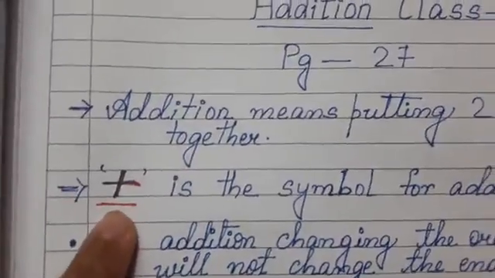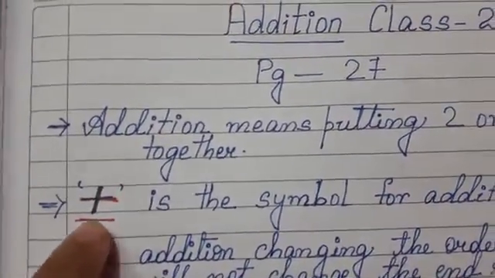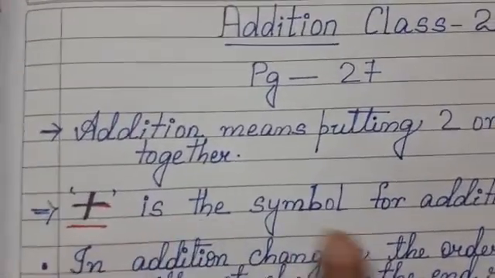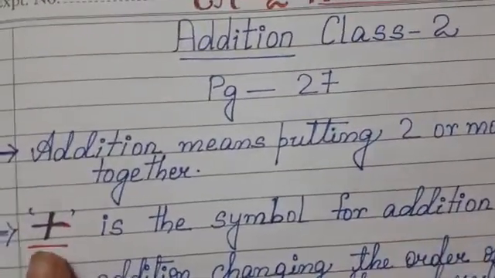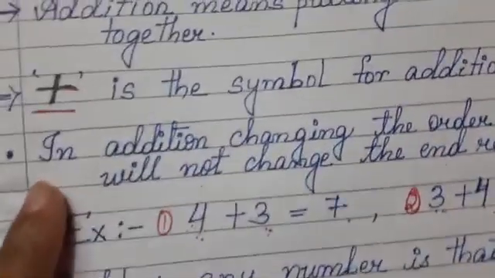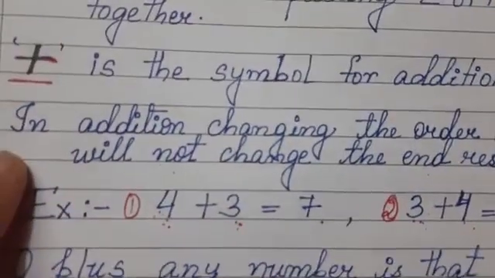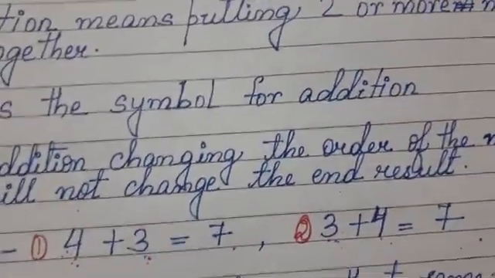So see children, this is the sign of addition, plus. We call it plus. So this plus is the symbol for addition. We use this symbol for adding. In addition, changing the order of the numbers will not change the end result.